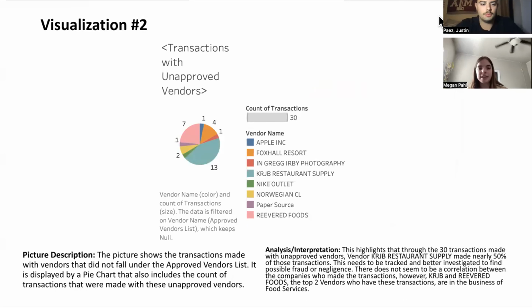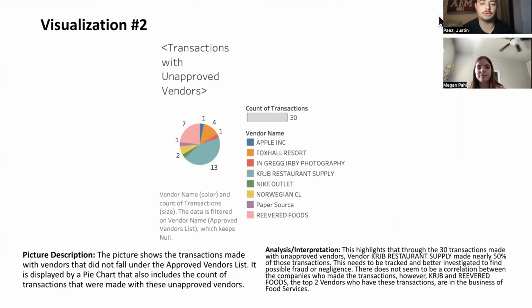And then with this diagram, it's showing the transactions with the unapproved vendors. So it is a pie chart. So all the colors correspond to one vendor. These are the only ones that were unapproved, and there's a total of 30 transactions with them. And then the numbers around each side tell you how many transactions per vendor.